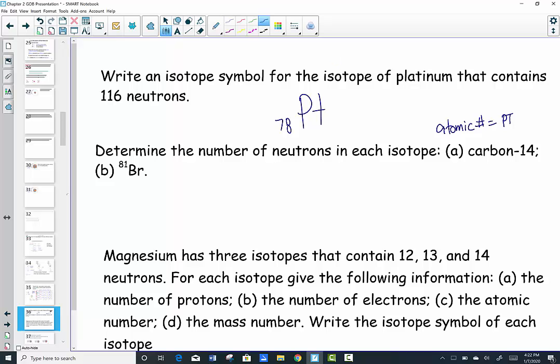Now to get the top number, we're going to add 78 protons to the number of 116 neutrons. 14, carry my 1. The total number of particles in the nucleus is 194.